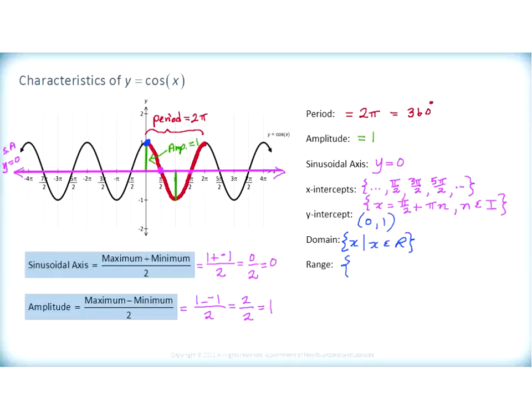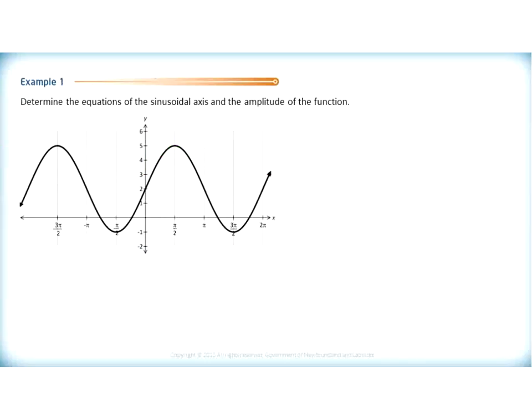The range, on the other hand, is all values of y such that -1 is less than or equal to y, which is less than or equal to a positive 1, and y belongs to the set of reals. So these are the characteristics of the graphs of y equals the sine of x and y equals the cosine of x using degrees and radians, because you have to use both of them interchangeably. So let's look at some examples.